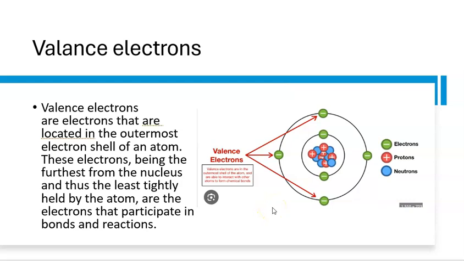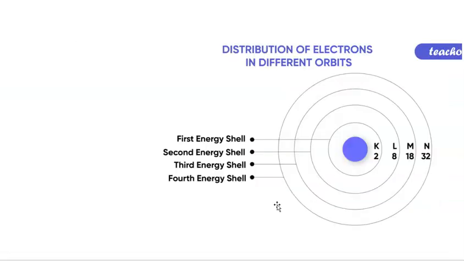So let's focus on the valence electrons, which are the outermost electron shell of an atom. Look at this. In the first shell, we can have only 2 electrons. In the second shell, we can have 8 electrons. In the third one, 18 electrons. And in the last one, 32 electrons.